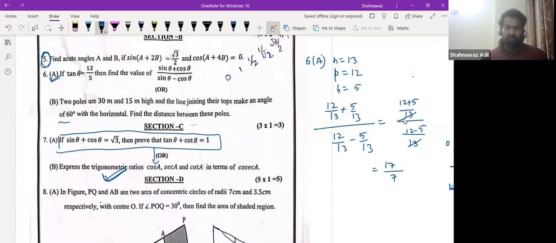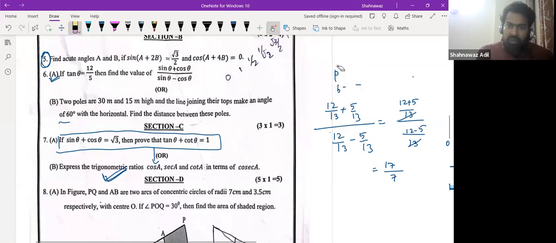How did you get 17? Because 12 plus 5 is 17, right? And 12 minus 5 is 7. And we cancelled the 13s. Right? Okay, then do this next question.